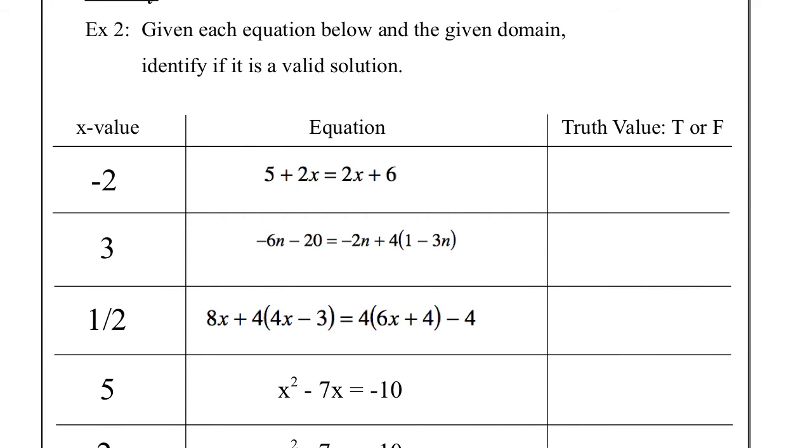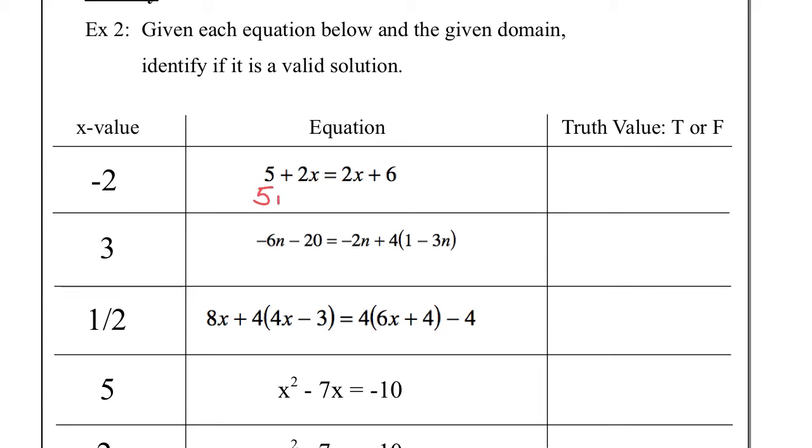All right, so on this slide, we're going to be identifying whether the given x value in the left column, where it says -2, 3, 1/2, 5, and 2, is a solution for the given equation in the middle column. And we're simply going to say T if it is, for true, or F if it's not, for false. So starting with the first one, once again, we're going through this lesson with the assumption that we don't know how to solve the equation that we're given.